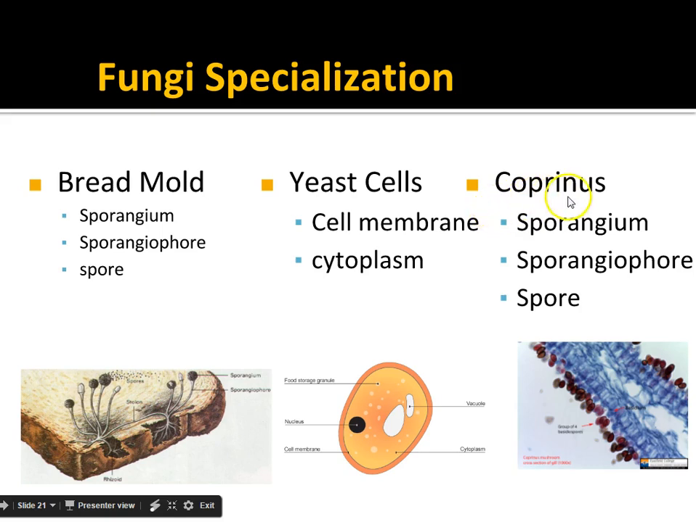And Coprinus is basically the genus of the mushrooms. So I'll stop at the grocery store, pick up some mushrooms for us to look at, and when we look at the underside of the mushroom, we'll see sporangium, sporangiophores, and spores underneath high power, and that's what we'll see. So these are the 3 sample cells that we're going to look at when we get into the fungus kingdom.